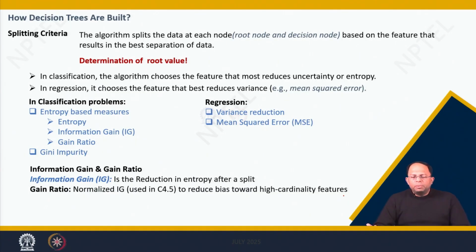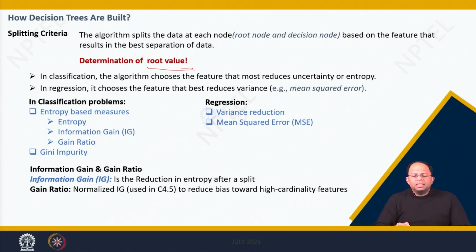So the algorithm splits the data at each node, it could be the root node or a decision node, based on the feature that results in the best separation of data downstream. That means at this point, whatever data is remaining, I will choose the feature which will result in the best separation of data into two distinct groups or multiple groups, depending on the number of classes. So the first job is to determine which feature we should use as the root value, and not only that, after the root value, even in each stage, what features we would use.